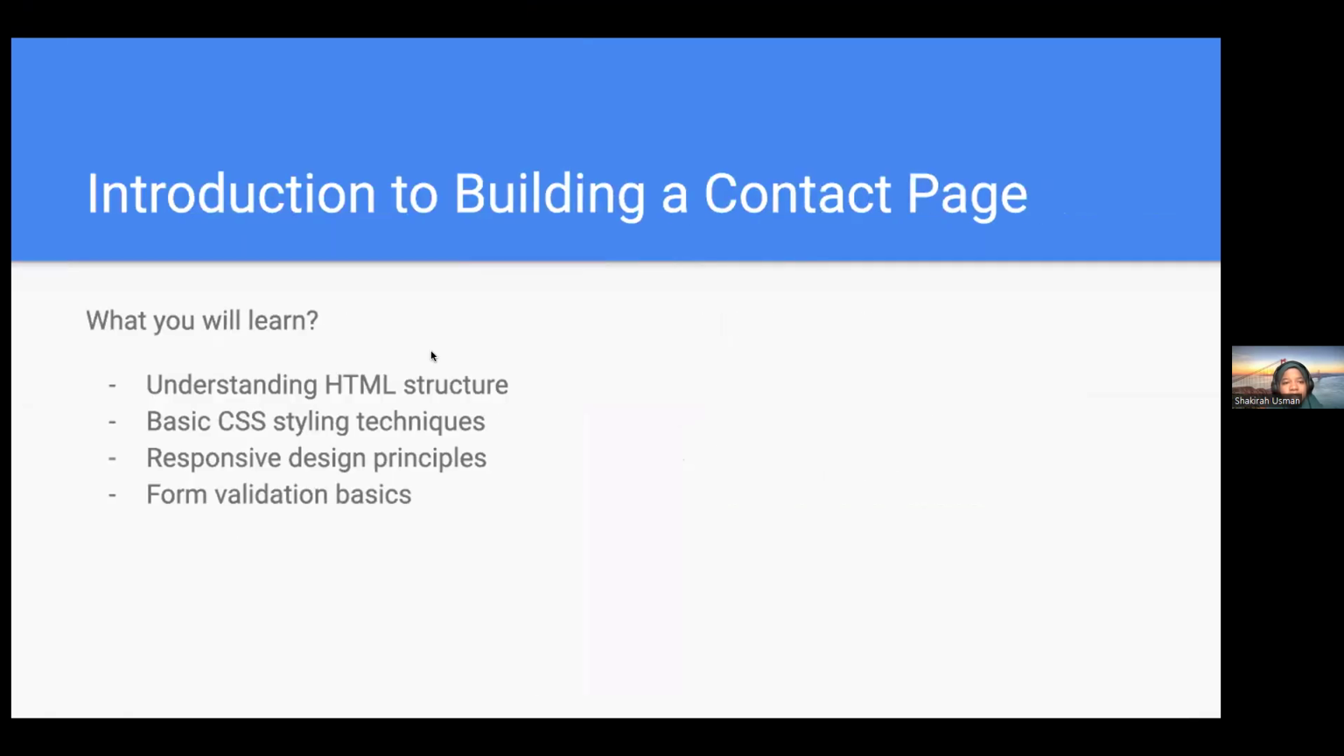So now we can discuss the things that we need to know in order to build the contact page. And as we are discussing that, we would also be building what you are supposed to build as we are doing that. So what are the things that we'll be learning? We'll be learning how we structure our HTML page, then basic CSS stylings that we need in order to build the contact page. Then we also talked about responsive design principles and form validation. So I would continue with this in the next video.